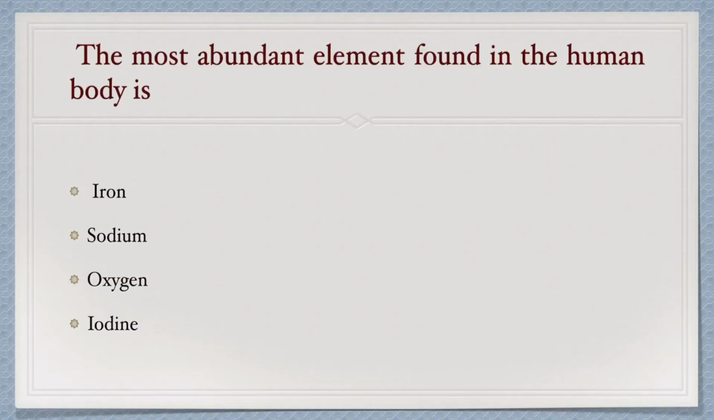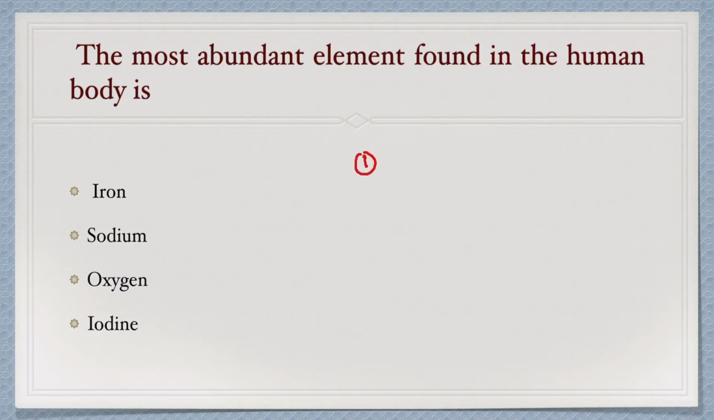So our first problem is: the most abundant element found in the human body is... 99% of the human body consists of six elements. So these are the six elements.